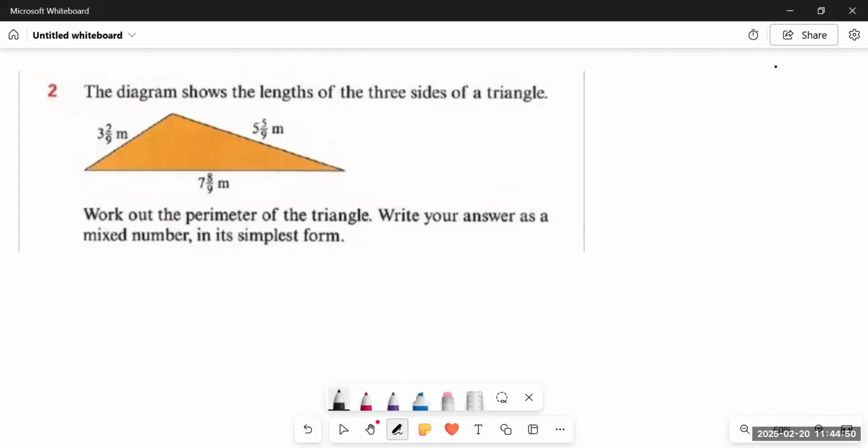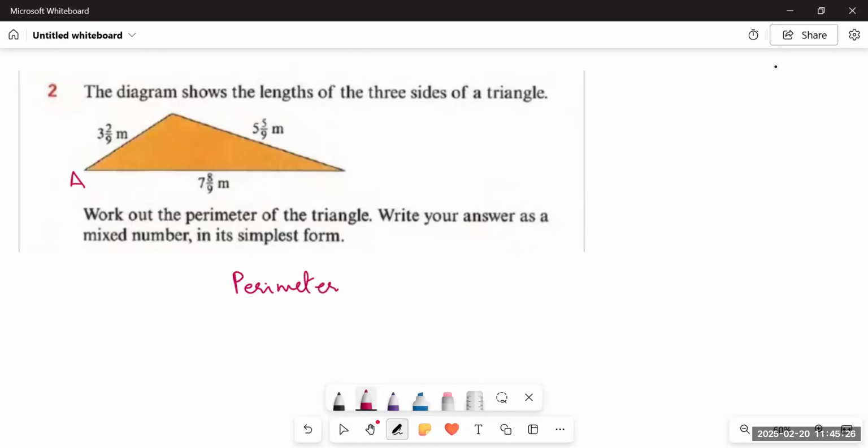Next, we have question number 2. In question number 2, what we have to do, the diagram shows the length of the three sides of a triangle, as you can see, and all of the three sides are given in a fraction. Now, we have to work out the perimeter of the triangle, and we have to write the answer as a mixed number in its simplest form. So in this case, students, when we have more than two mixed numbers and we have to add them. Acha, first of all, let me tell you that perimeter is the sum of all sides. What does it mean? It means we just have to add up all the sides.